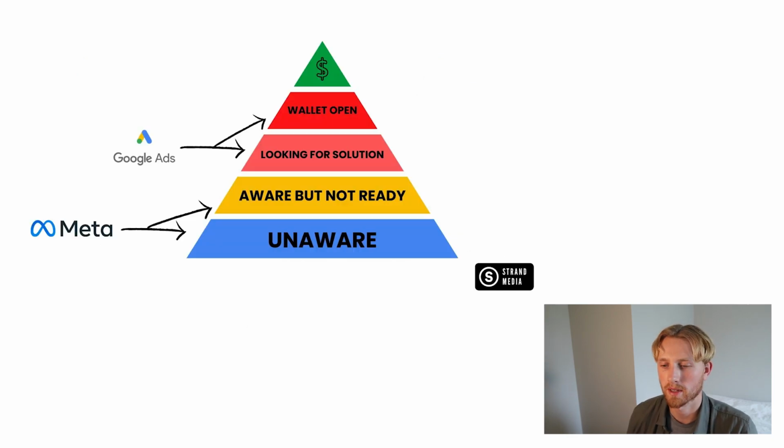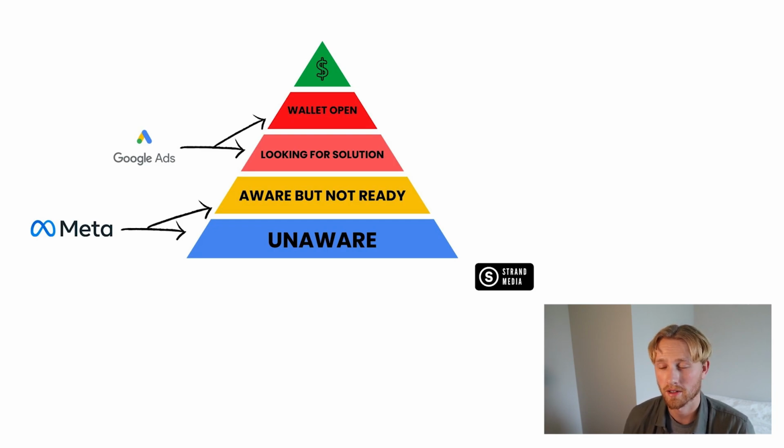So as you can see on the pyramid that I'm showing you here, in the stages where the potential customer is unaware and aware but not ready, that's usually where Facebook ads is the advertising platform that is mostly used. So what I mean by that is when somebody is not aware of your brand or your product, and they're not aware of the problem that your product or service solves, then the way to advertise to them is usually through Facebook or Instagram. However, when they are looking for the solution and when they're looking to buy, that's usually when Google Ads is the best option. Now, there are some exceptions to this.